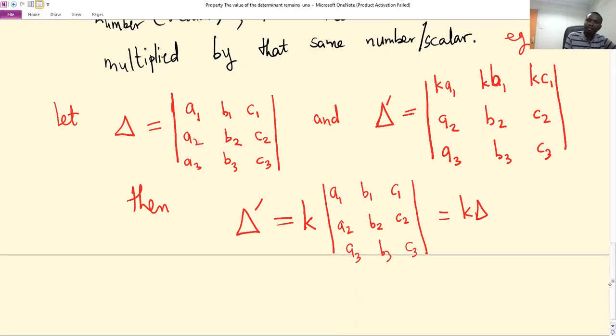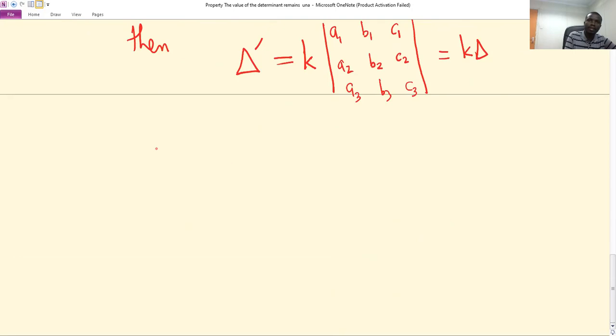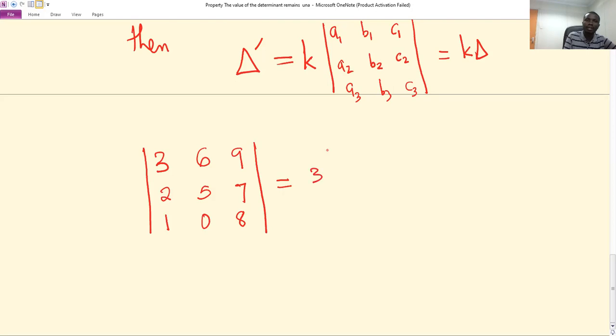Or similarly, if I have, say, the determinant 3, 6, 9, 2, 5, 7, 1, 0, 8, it is the same as, because in the first row you can factor out 3, the same thing as saying 3 times the determinant 1, 2, 3, 2, 5, 7, 1, 0, 8.